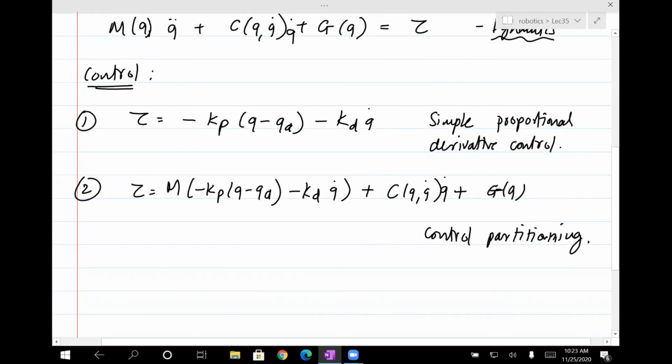Now let's see what happens for either of these controllers in MATLAB. I'm going to show you both these examples in MATLAB. I programmed them to do both PD control as well as control partitioning. And hopefully you'll be convinced after seeing that the control partitioning approach is way superior to using a simple PD control.